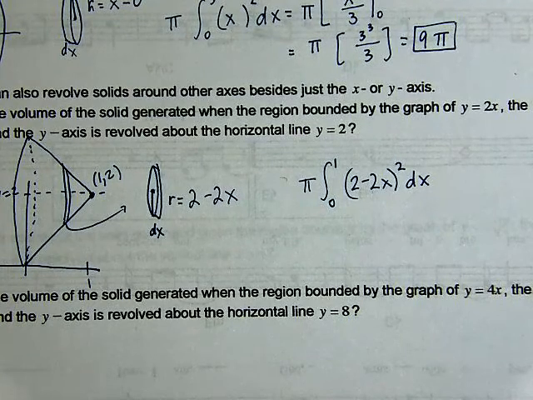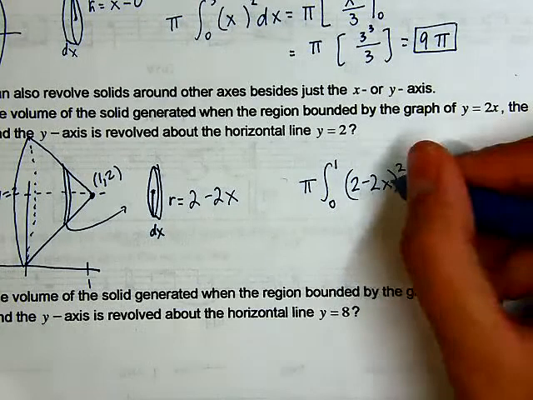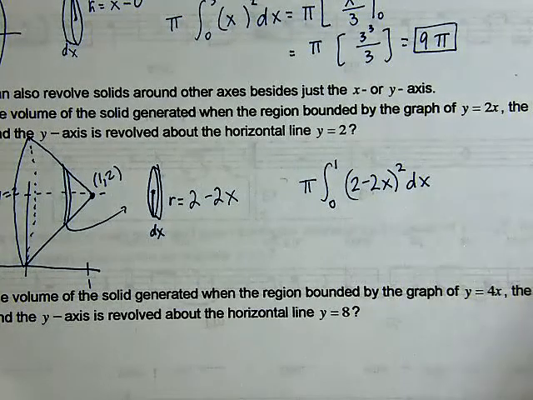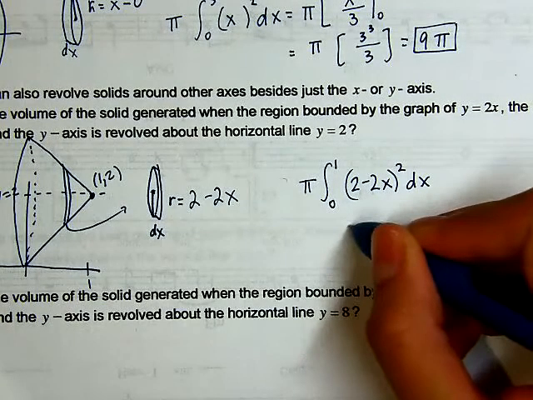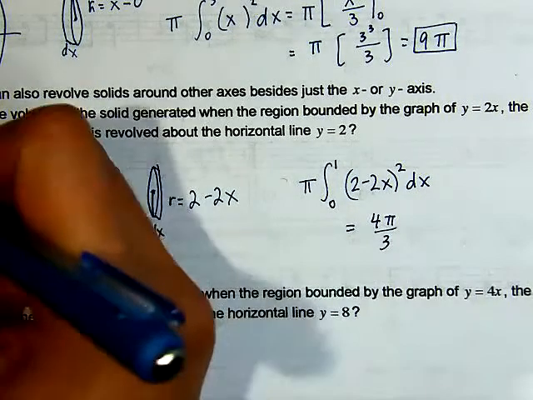Okay, at this point, practice your U-substitution if you would like. Pause it here. And when you finish U-substitution, you should get 4 pi over 3.